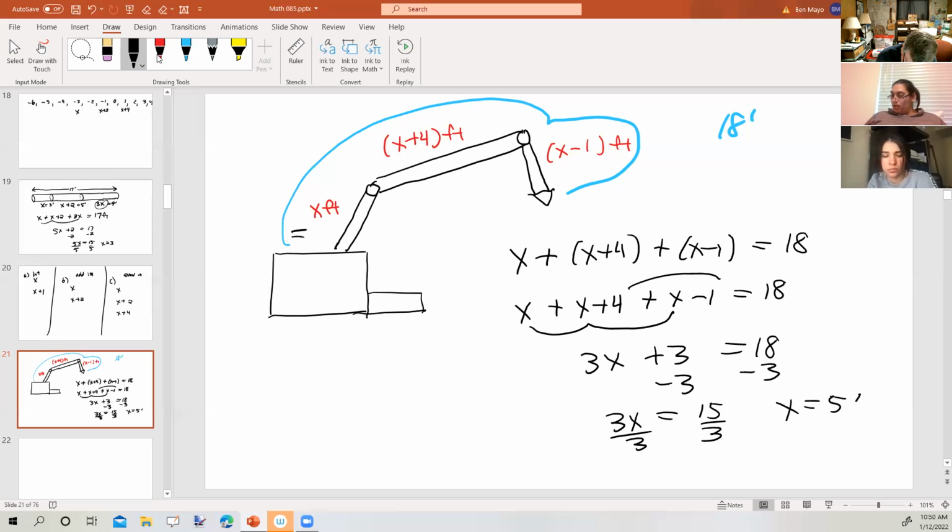So this is 5 feet. This is x plus 4. 5 plus 4 is 9 feet. And this is x minus 1. 5 minus 1 is 4 feet. So 9 feet, 5 feet, and 4 feet would be the length of the 3 pieces. And notice 5 plus 9 is 14 plus 4 is 18. So they add up to 18 feet. Any questions there?